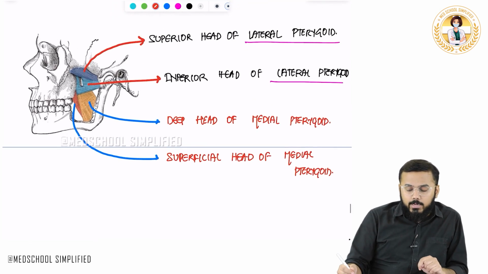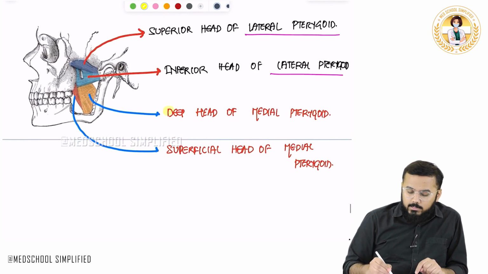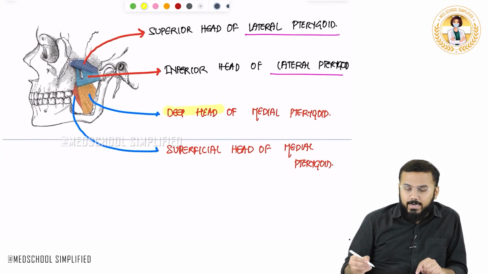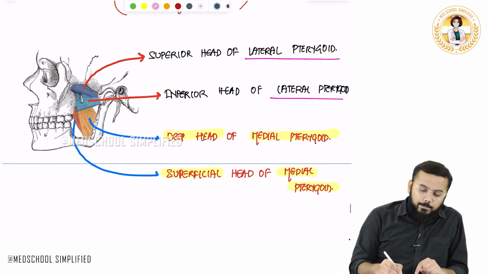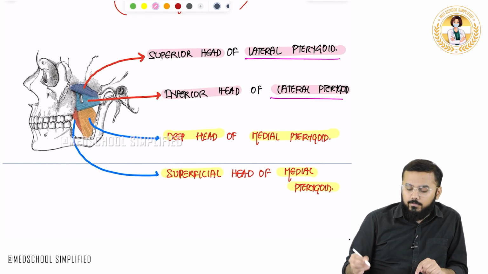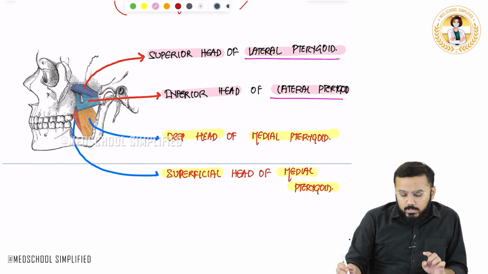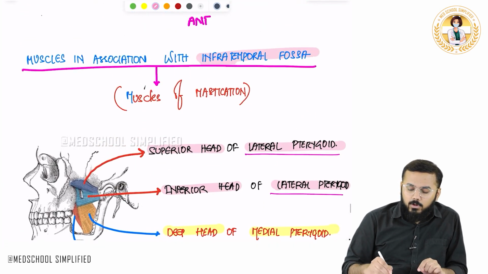So how many heads do we have? We have two important heads of the medial pterygoid: the deep head and the superficial head. And up here we have the superior head of the lateral pterygoid and the inferior head of the lateral pterygoid. So these are the four muscles that are in association with the infratemporal fossa.